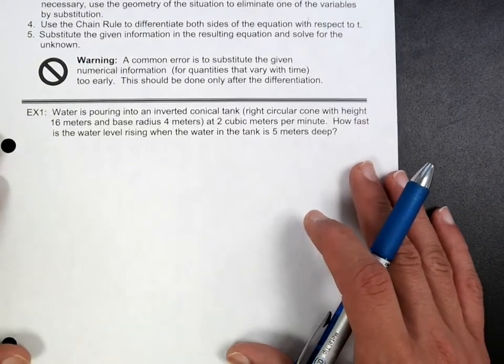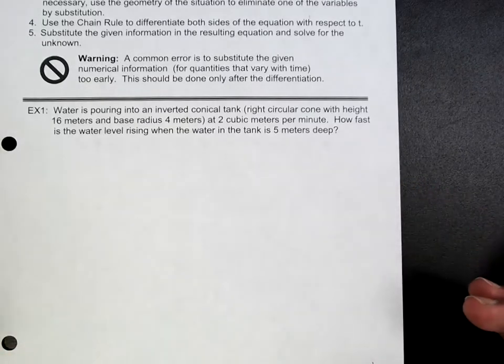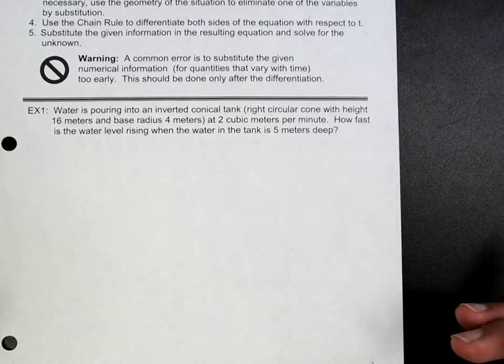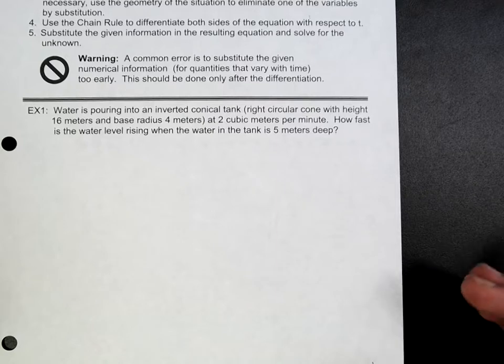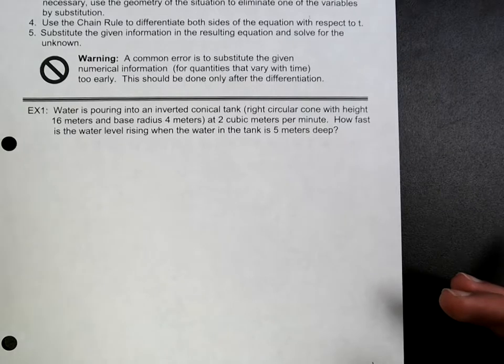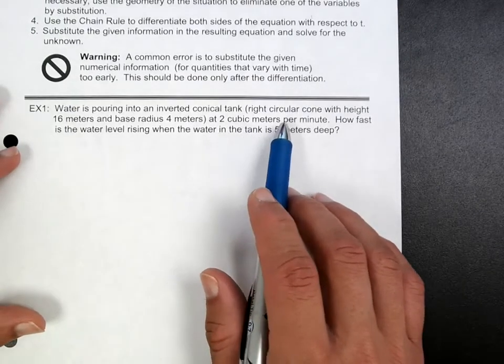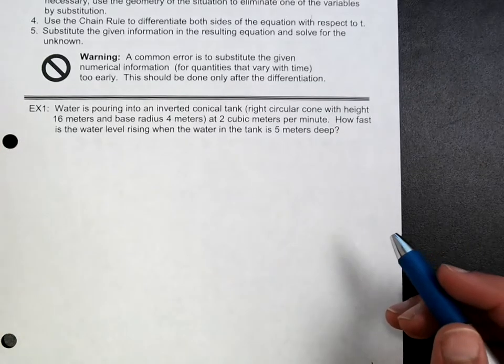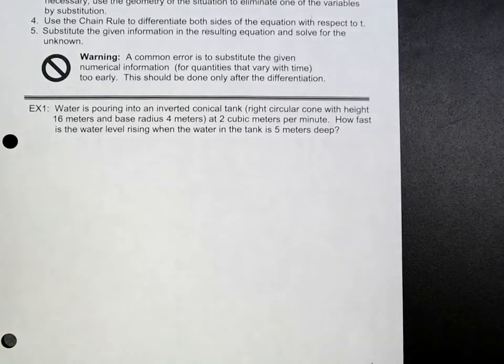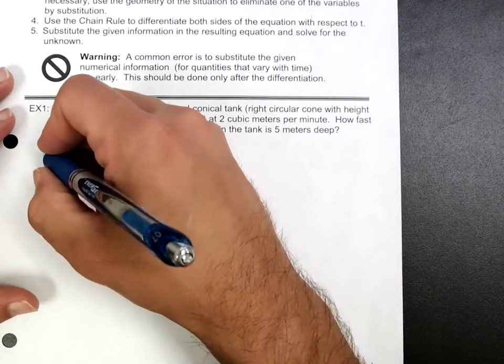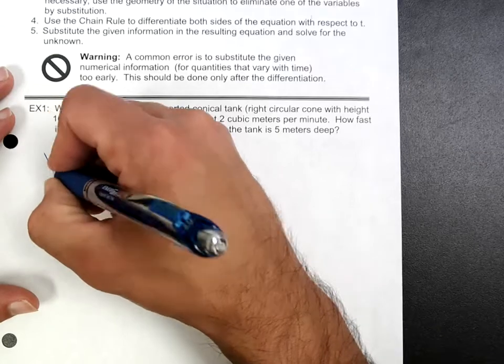On example 1, we have water that's being poured into an inverted conical tank, and the conical tank is a right circular cone with a height of 16 meters and a base radius of 4 meters. The water is being poured at 2 cubic meters per minute. The question is asking, how fast is the water level rising when the water in the tank is 5 meters deep? On problems that have to do with volume, I would probably draw a picture.